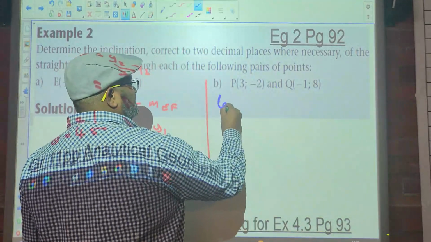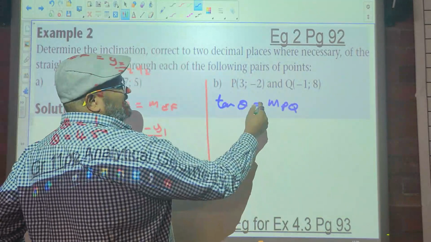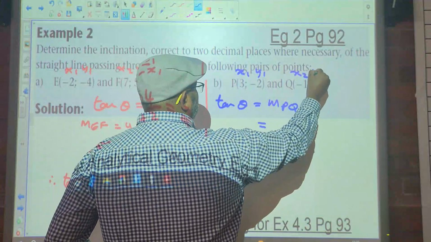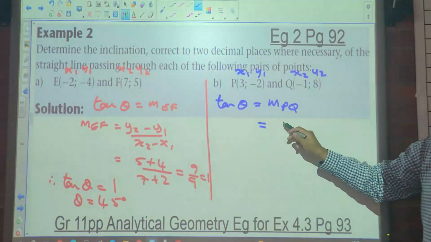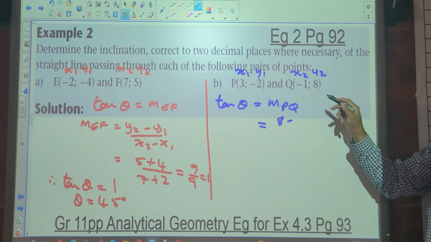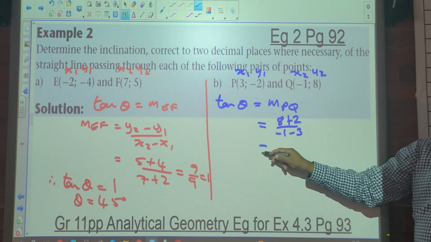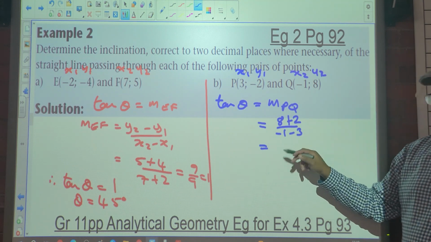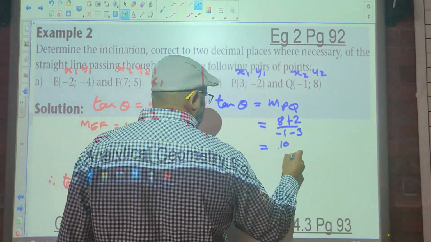So we know that tan of theta must be the gradient of PQ. What is PQ's gradient? Y2 minus Y1 over X2 minus X1. You all agree with that? So if I made this Y2, then this would be 8 minus negative 2, becomes plus 2, over negative 1 minus 3. What is 8 plus 2? 10. What's minus 1 minus 3? Minus 4. What's 10 over minus 4? Negative 5 over 2. Otherwise I can just leave it like that. It doesn't matter.